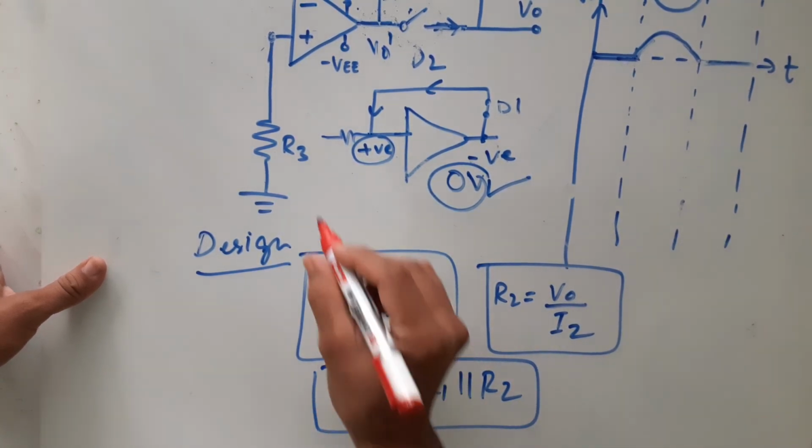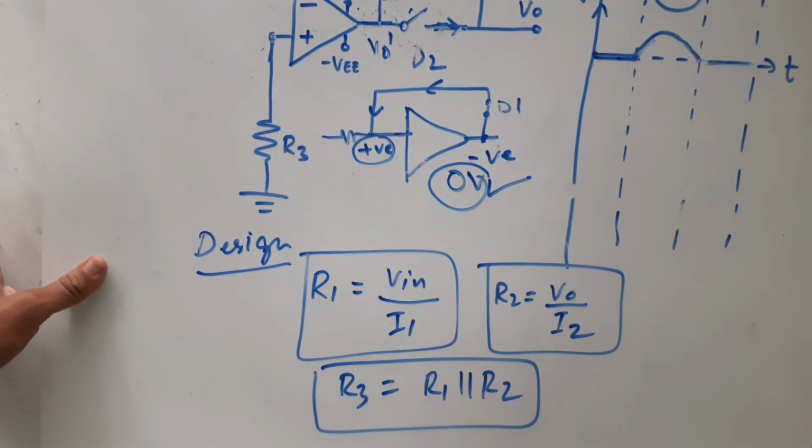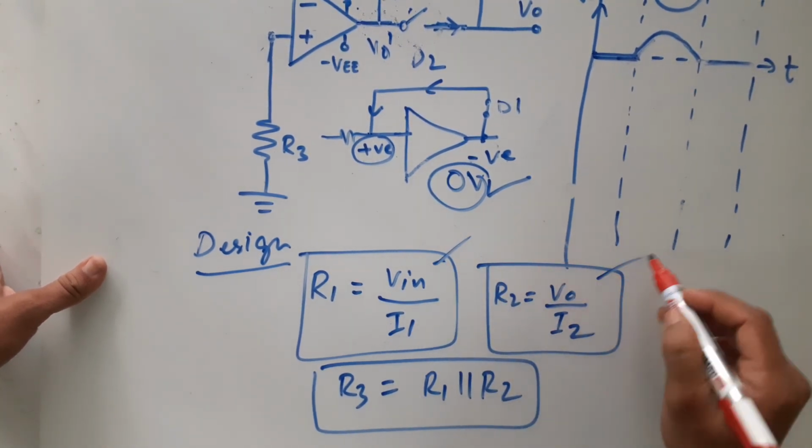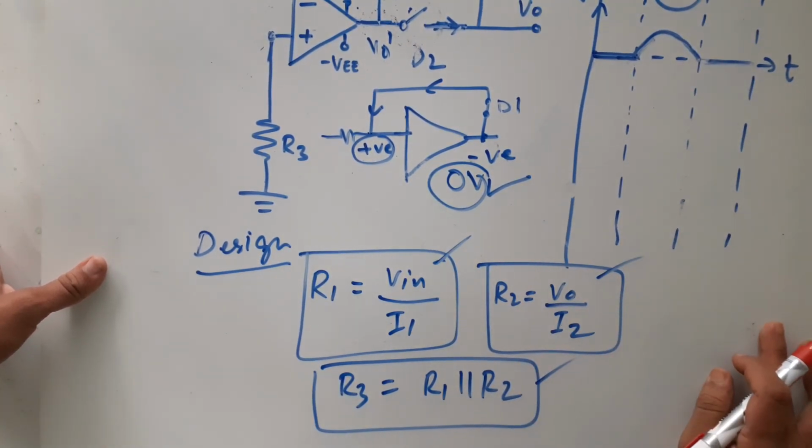Okay. In some textbooks this R3 is also excluded. This is how you will be finding out these three values. Hope it's clear. Thank you.